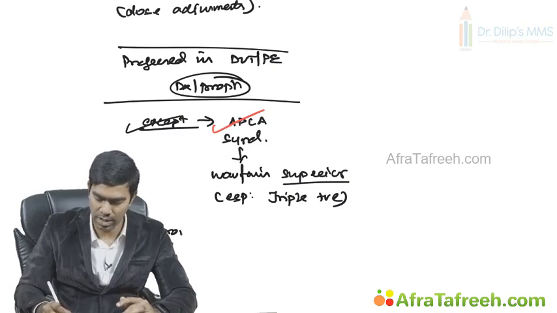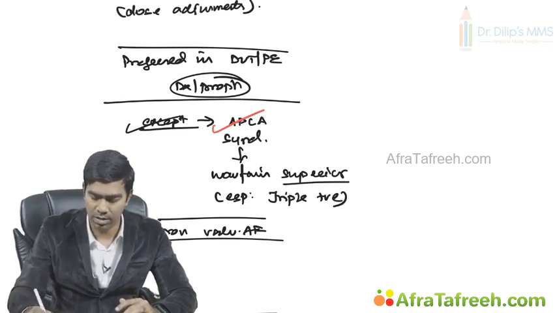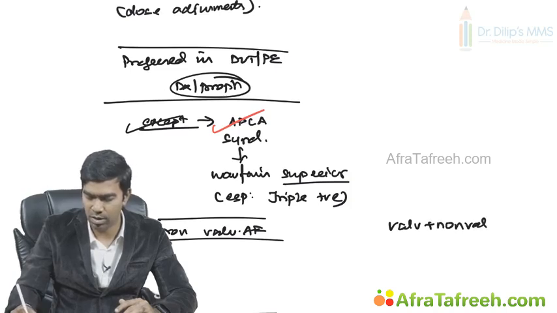And typically, NOACs can be used only in non-valvular AF. I told you already. Whereas warfarin can be used in valvular as well as non-valvular AF. There is no contraindication.